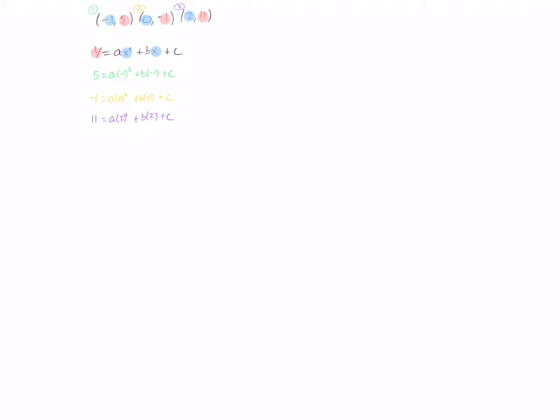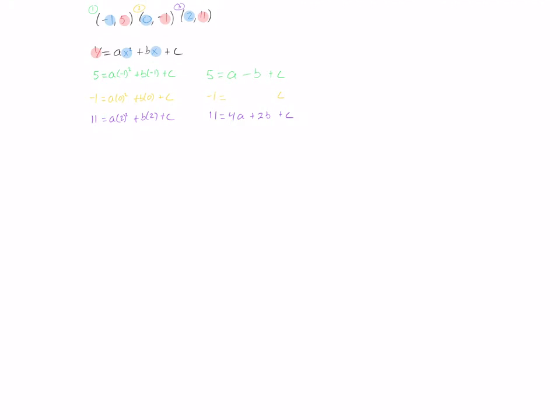So it's going to give me 5 is equal to a, because -1 times -1 is just 1, minus b plus c. This next one is going to be -1, there's 0 a's, there's 0 b's, and that's c. And the next one's going to be 11. I'm sorry, I should be doing these in different colors. Okay, so notice I have these 3 equations.